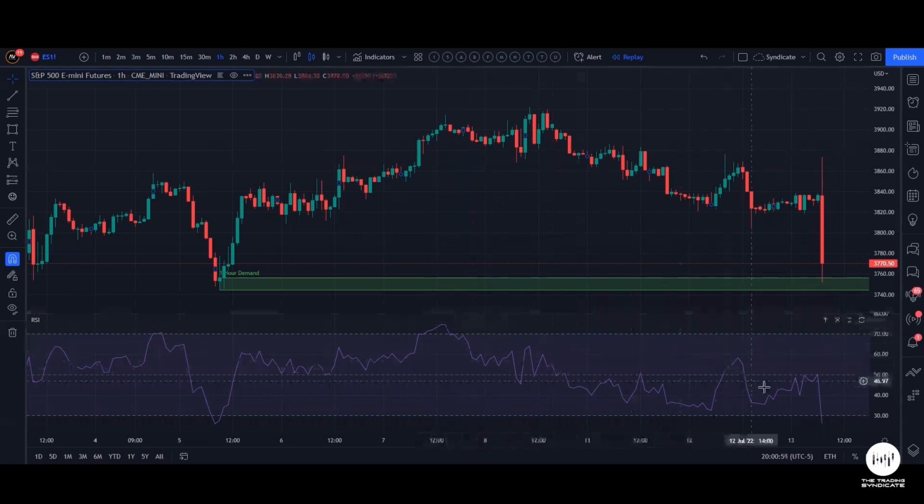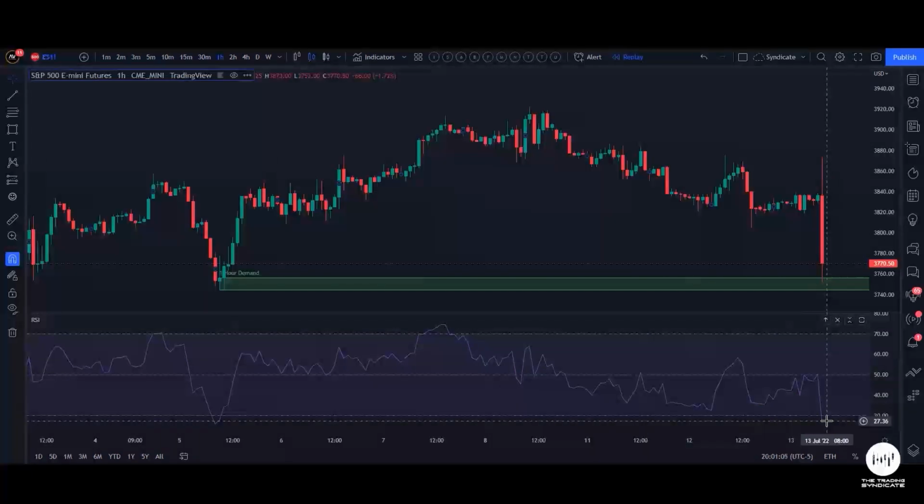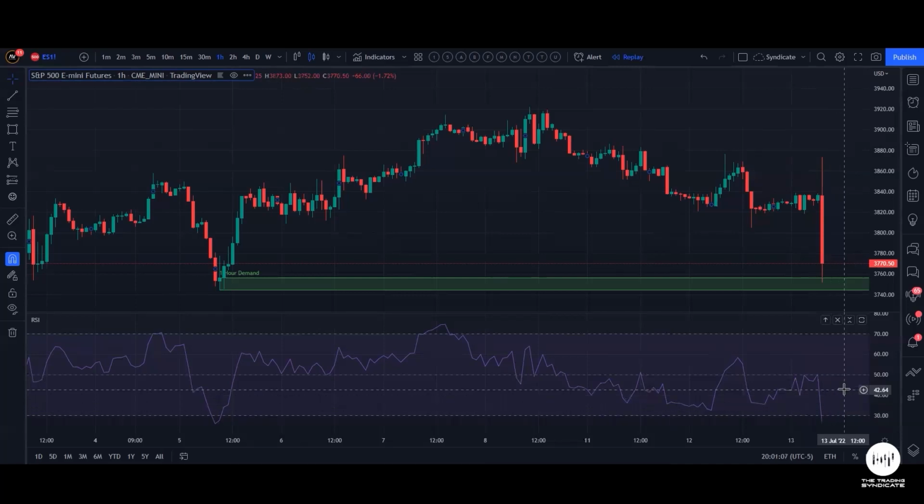Now, when the RSI is below a level of 30, this represents oversold conditions, where it is unsustainable for price to keep dipping at its current rate, and there's likely to be a bounce of some sort to the upside.